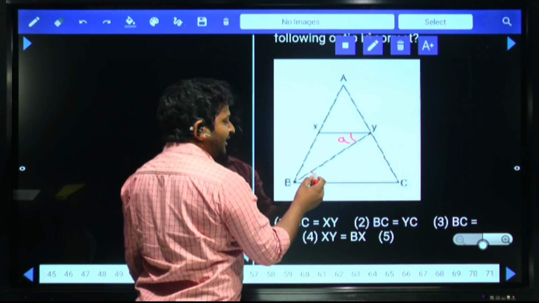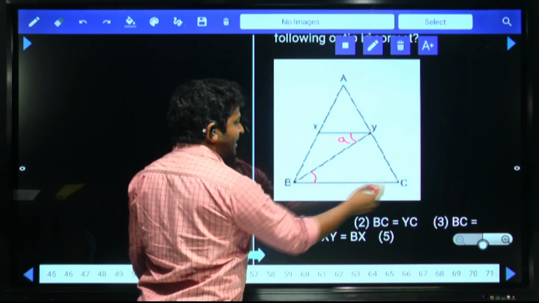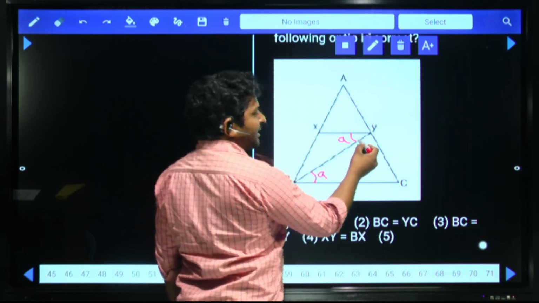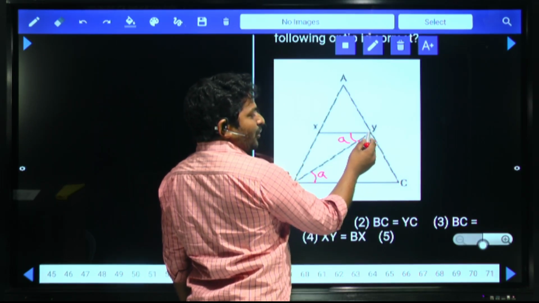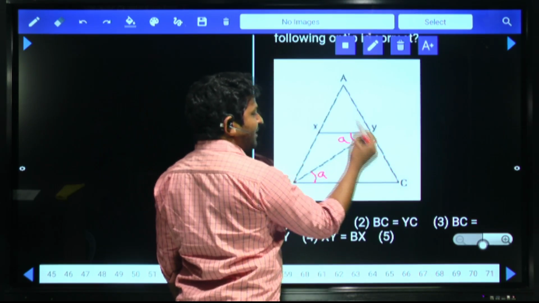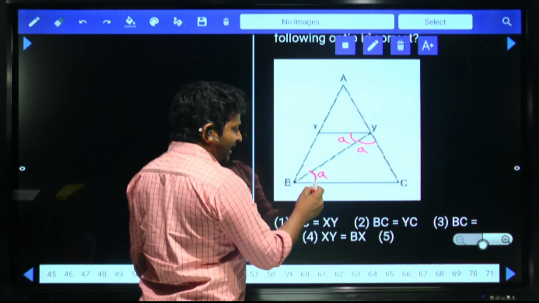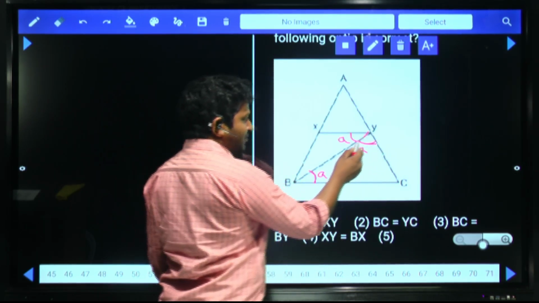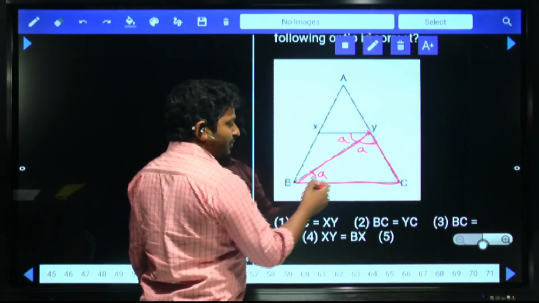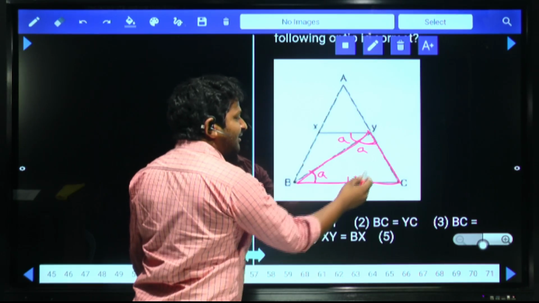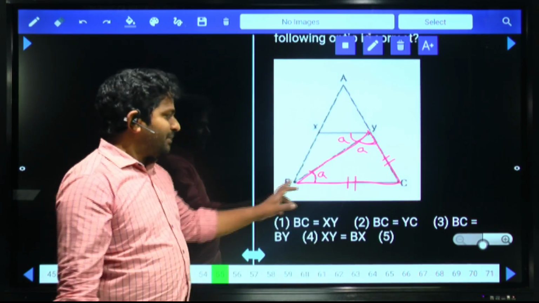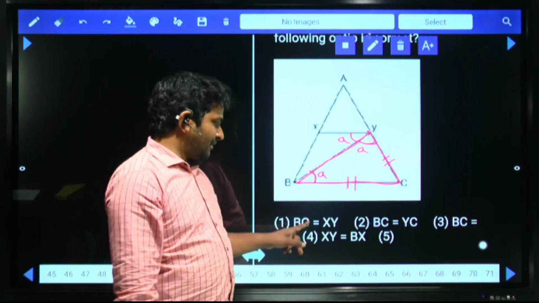Now, if this angle is A, as these are alternate angles, angle YBC is also equal to A degrees because of alternate angles, and the bisector divides the angle at Y equally. That is, XYB and BYC both will have A degrees. Now, if the angles at these two places in triangle BYC are the same, then the lengths BC and CY must be the same. BC must be equal to CY. This is not the one.